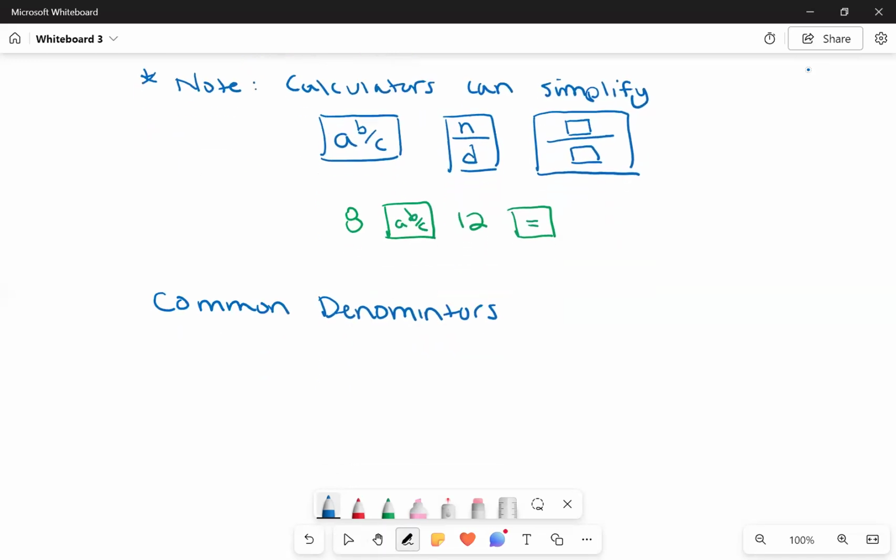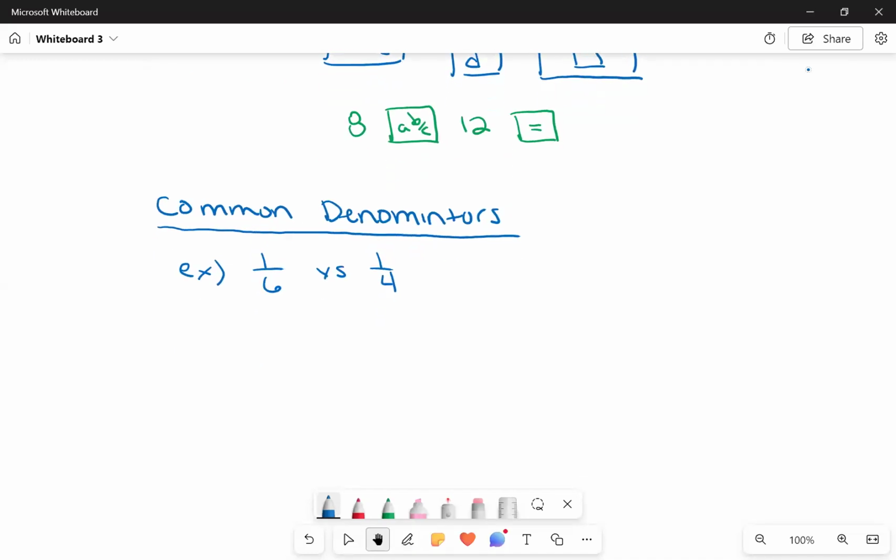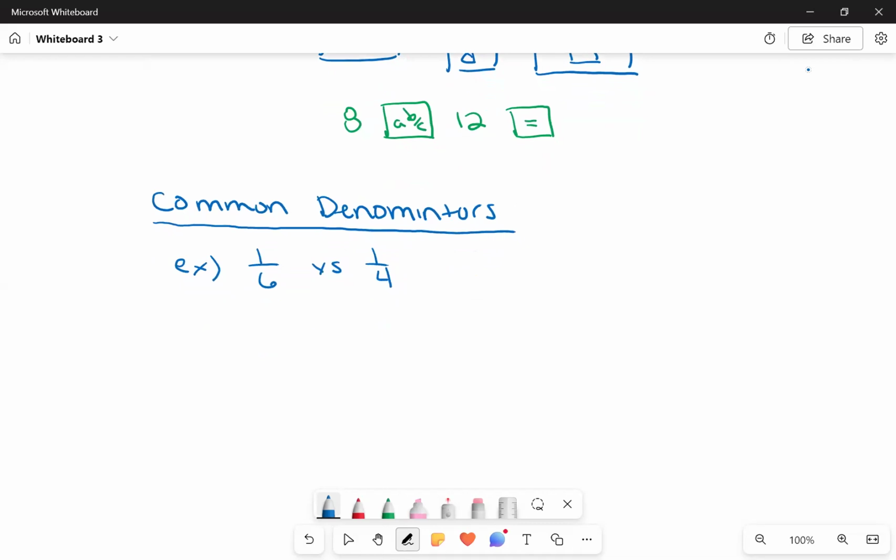All right. And common denominators allows us to start looking at the equality of fractions. So for instance, if you're trying to show the difference between 1/6 and 1/4, that might be kind of hard when you're brand new to fractions. The best way to do that is to start first by visually drawing each fraction.